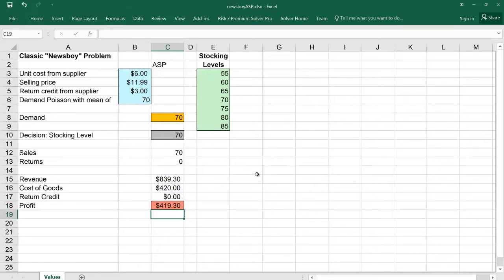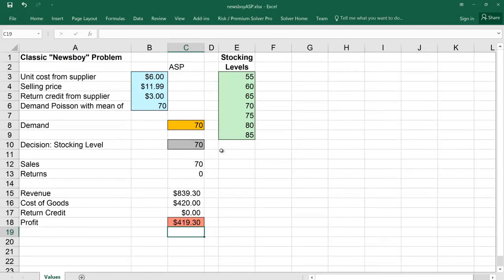This is a live model, in the sense that if we change demand on a particular day, say demand instead of 70 is 60, all the values are updated by themselves. Here we have the sales now, instead of 70, it's just 60 because we only had demand for 60. We have to return 10. And then we have the revenue, the cost, and then we do get a return credit and the profit. If on the other hand demand is 80, the maximum number of units sold is 70, there are no returns, and here we have the profit.